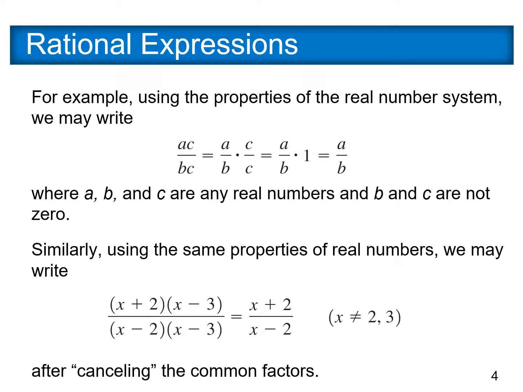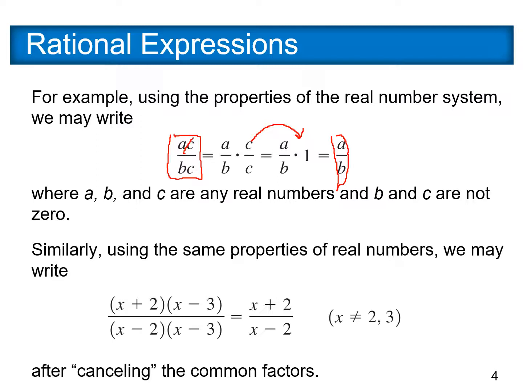By using the properties of real numbers, we can write, for example, that if I have AC divided by BC, I can rewrite this as A divided by B, and C multiplied by C divided by C. Since C divided by C is 1, it cancels out and it only becomes A divided by B. In other words, since A, B, and C are any real numbers, as long as B and C are not 0, it's fine.